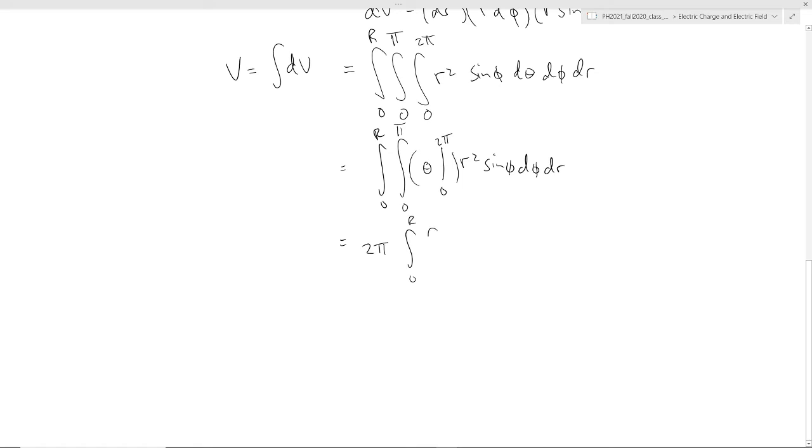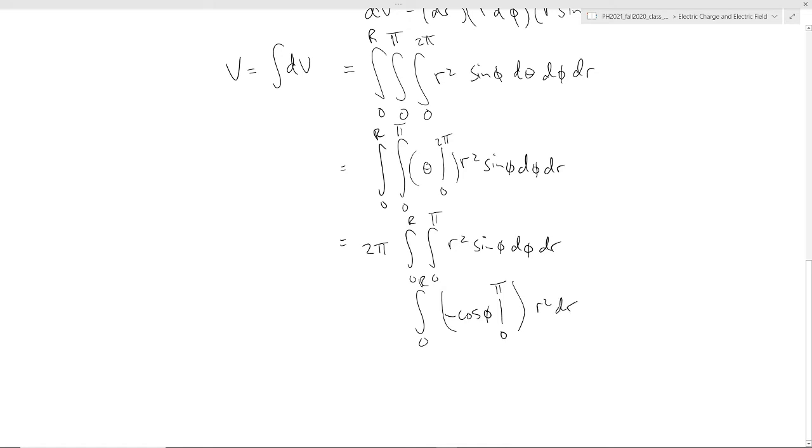Okay, and then notice now we have sine phi. Integrate that part next. So what's the integral of sine? It'll be negative cosine. So we're going to evaluate that from 0 to pi. Just kind of stick it in here. And we still have our r squared contribution.